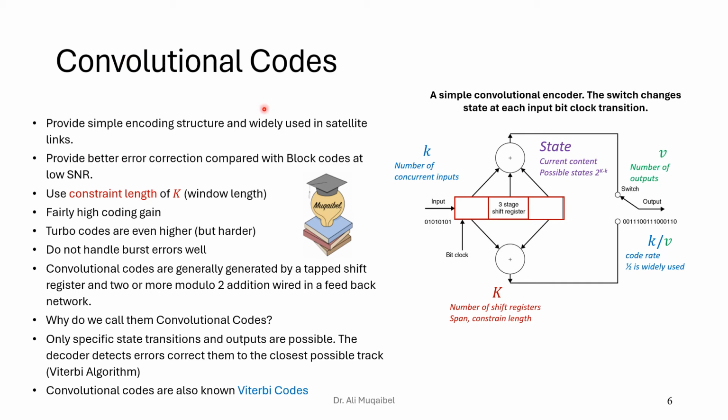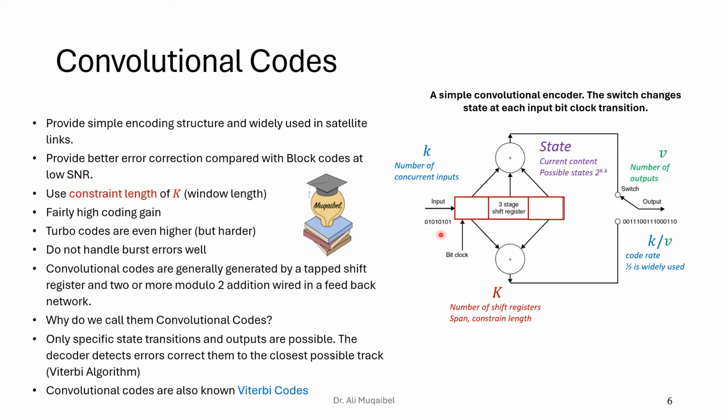Convolutional codes provide better error correction compared with block codes at low signal to noise ratio. Especially at low signal to noise ratio, they are better. They use constraint length. So let's look at the convolutional code. The circuit here is showing you a simple convolutional encoder, and the switch here changes state at each input clock. So we take 2 per 1.